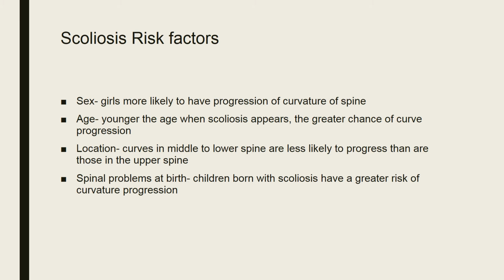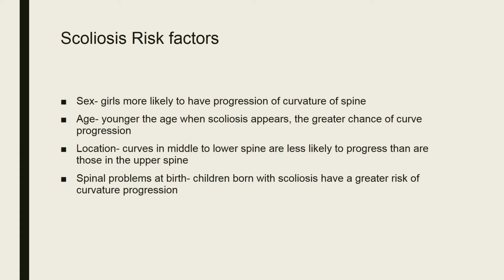Girls, again, are more likely to have a progression of the curvature of the spine. The younger the age when the scoliosis appears, the greater chance that they're going to have a progression of that curve. So if you notice a scoliosis at a young age, the older they get, you're going to see a progression more than likely. The location of the scoliosis, the curves in the middle to lower spine are less likely to progress than those of the upper spine, kind of closer to the shoulders or between the shoulder blades.